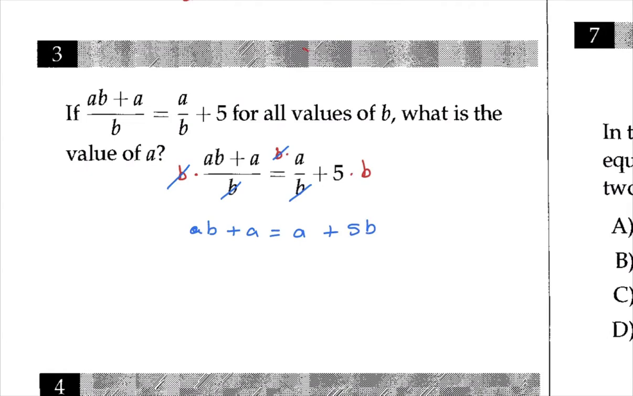What is the value of A? If you notice again, you will find here A and A, so you can cancel both of them together, and AB will be equal to 5B. What do you need to get? You need to get the value of A, so divide both sides by B, cancel, cancel. So the value of A equals 5.